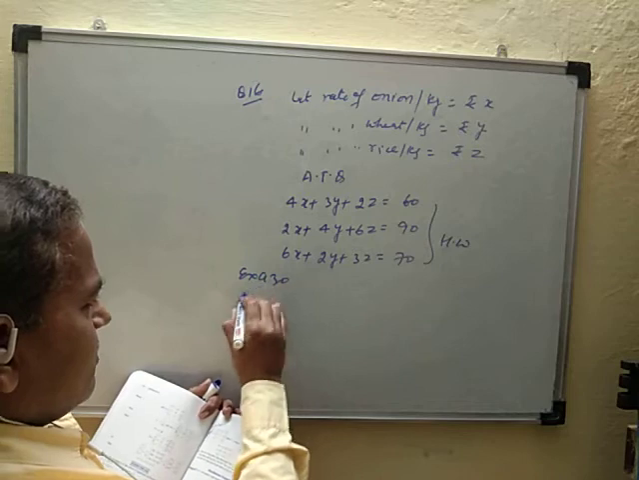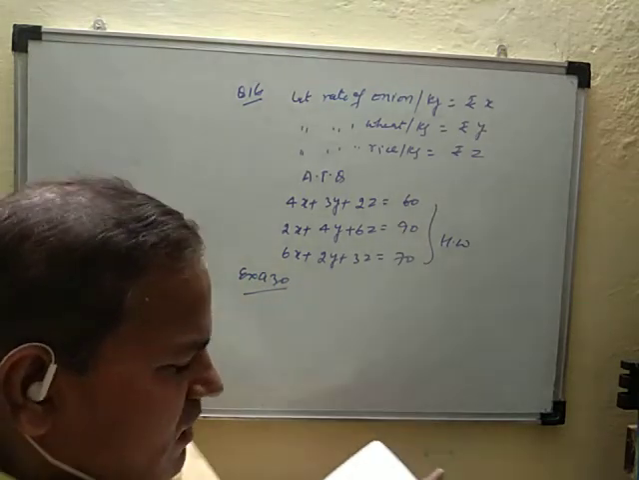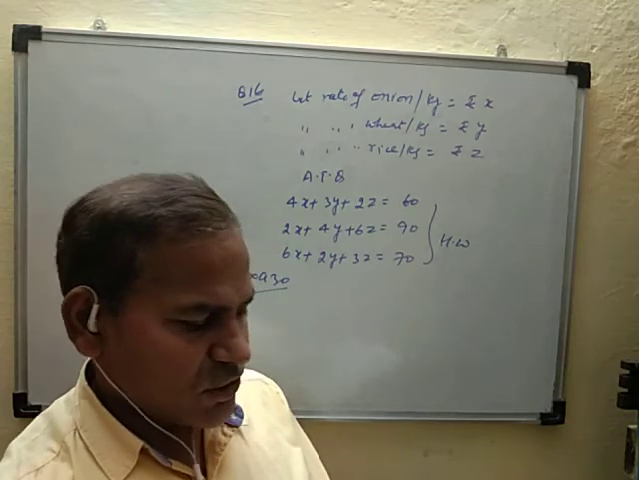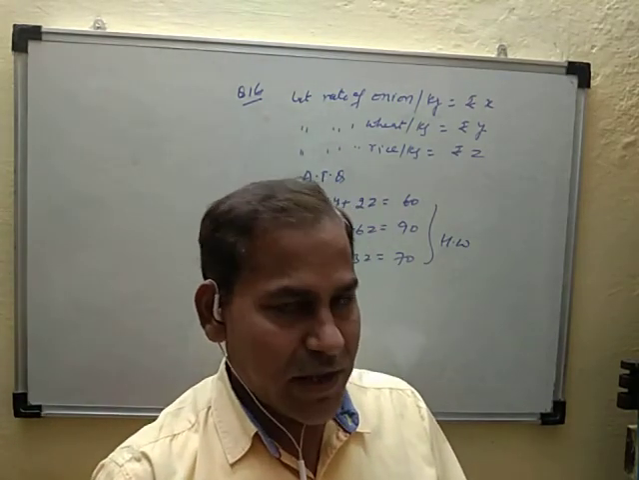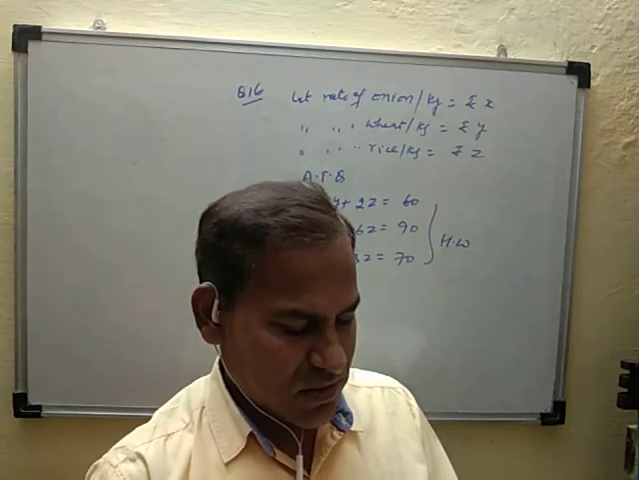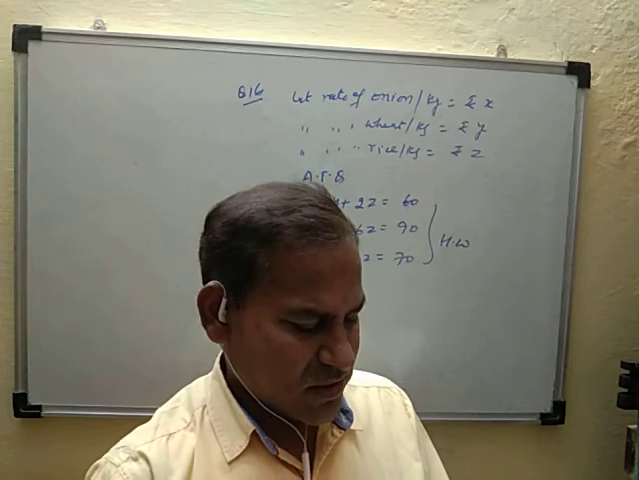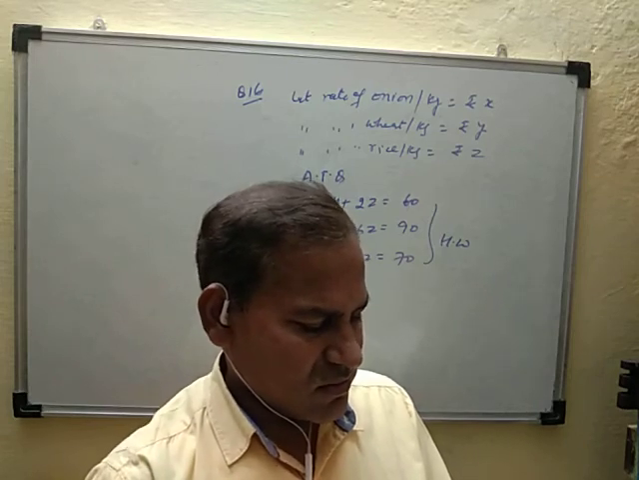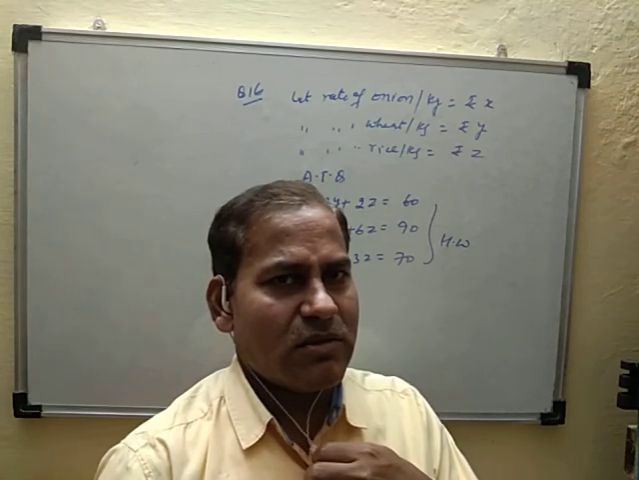Now example number 30: given A, B and C are positive and unequal. So I think time is not sufficient, so I will discuss it next class. You do it here. OK.